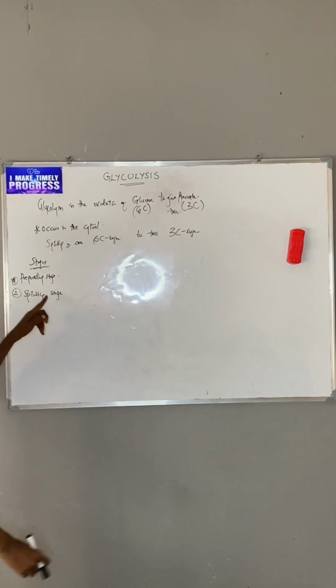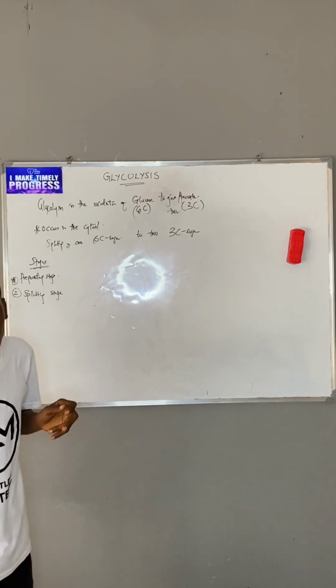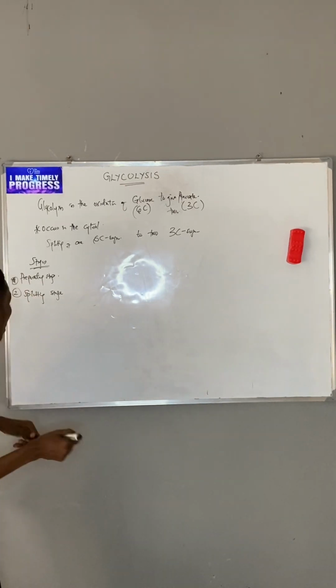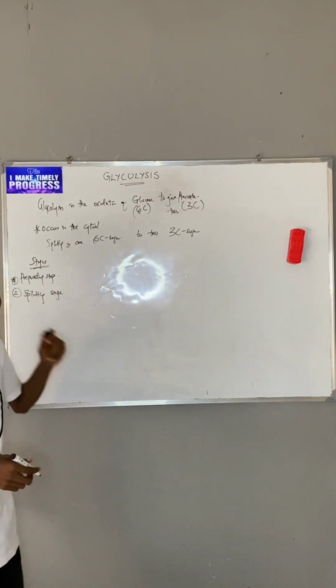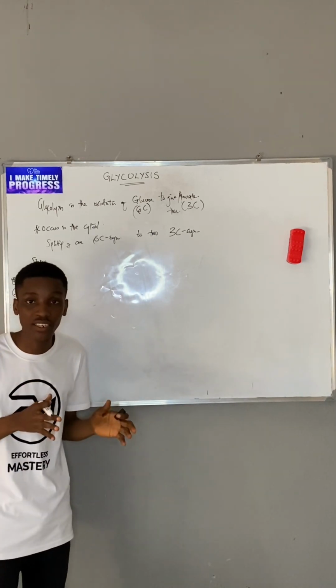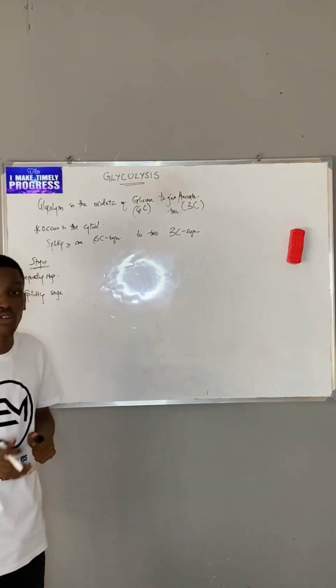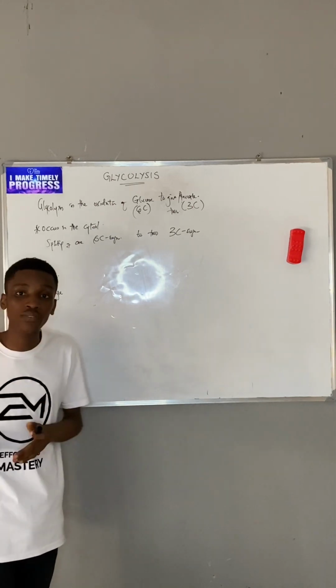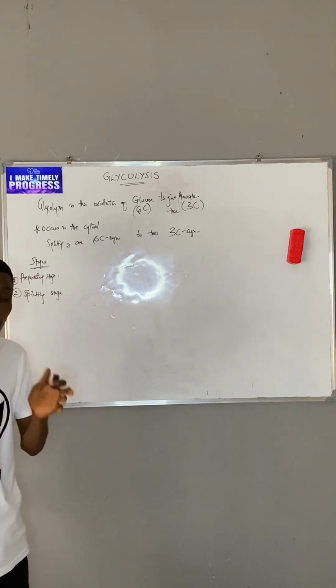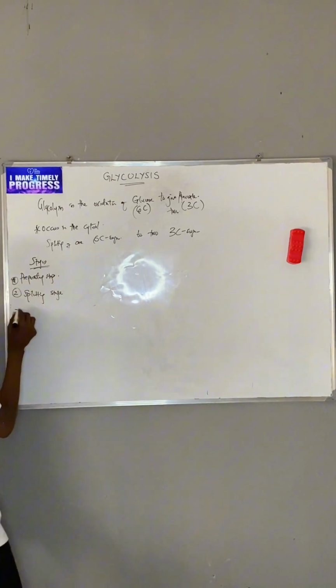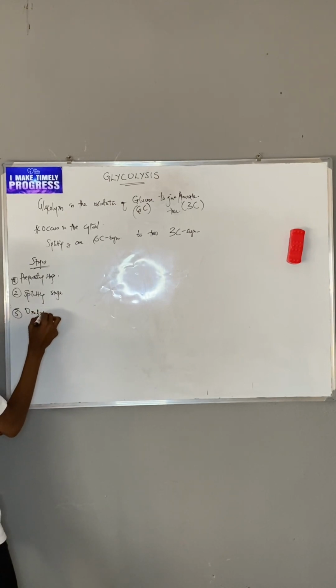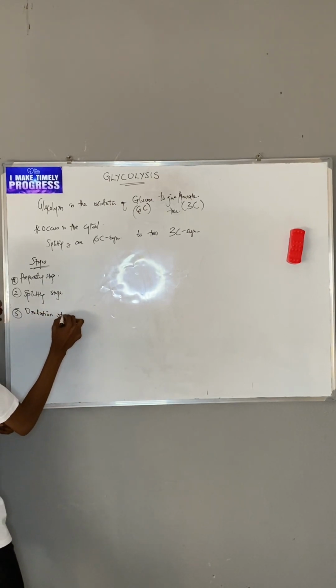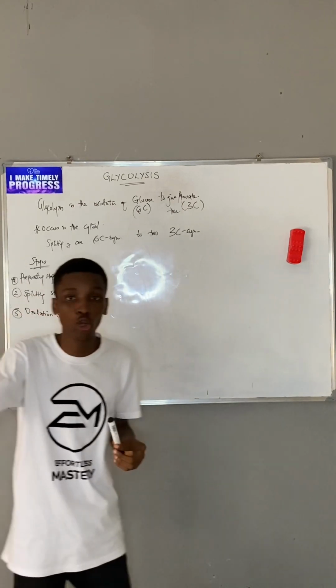And the next phase is our splitting phase. Within the splitting phase, the glucose molecule that has been activated will now be split to give us two molecules. One is G3P and the other is DHAP. We'll talk about that in detail. And then during stage 3, there is oxidation. And this oxidation stage is where you enjoy all you have done.